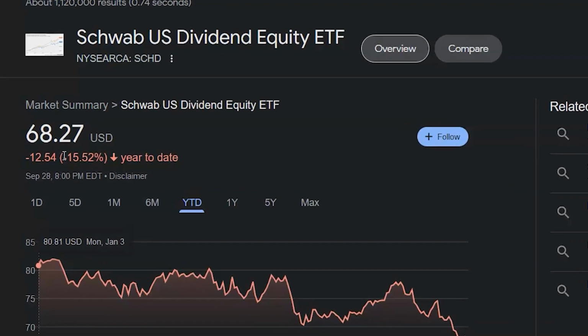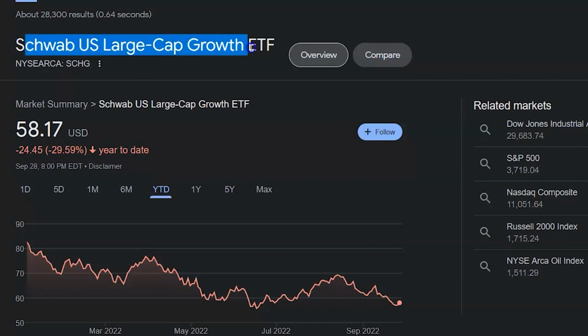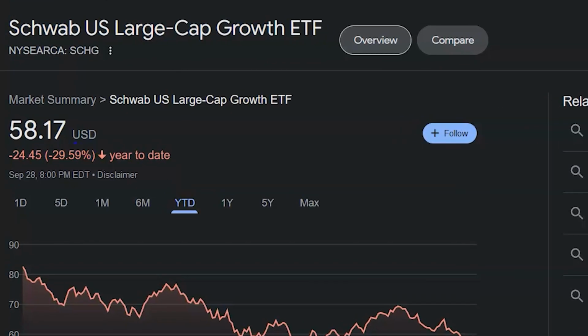Basically what we're doing today is we are going to compare SCHD versus SCHG, two Charles Schwab ETFs. Now, what are these different ETFs? Well, the SCHD ETF is a Charles Schwab US Dividend Equity ETF, and it's down 15.52% so far year to date. Now, SCHG is the Schwab US Large Cap Growth ETF, and it's down 29.59% so far year to date. So basically, SCHG is down way more than SCHD.